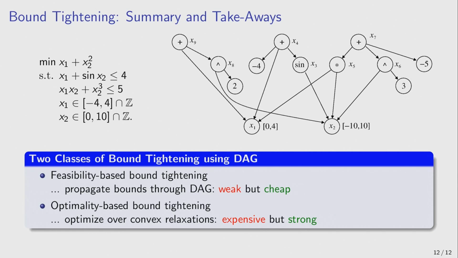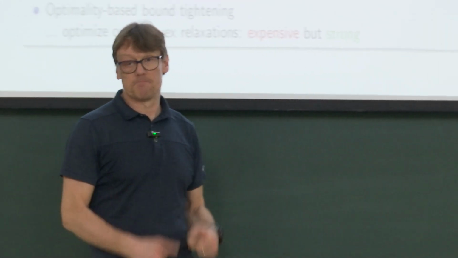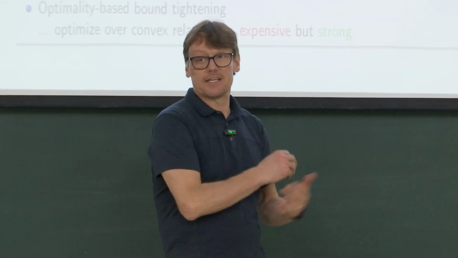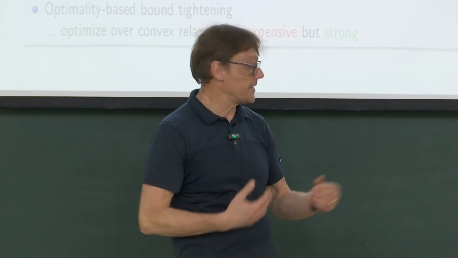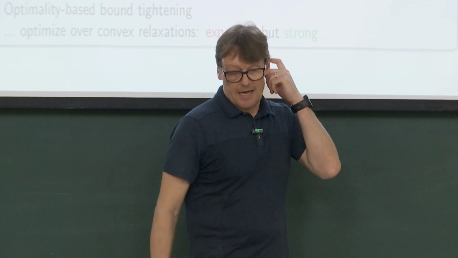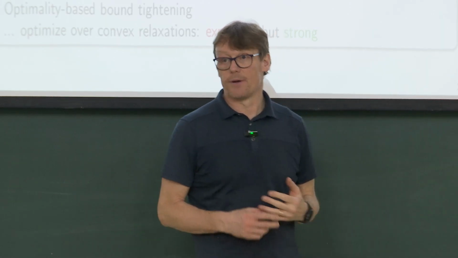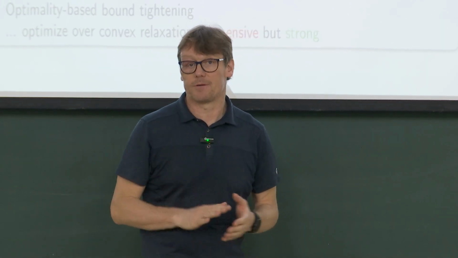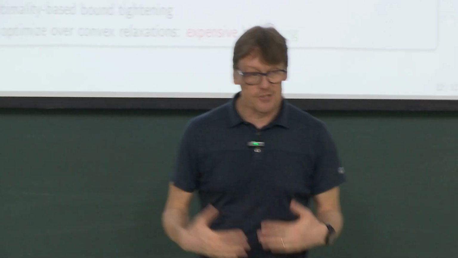The optimality-based bound tightening, on the other hand, is expensive because you need to solve 2 linear optimization problems per variable. So in this case, I have 2 variables. I would need to solve 4 linear optimization problems. That's much more expensive than the easier tricks that I showed you. But it gives you potentially stronger bounds that you might not get otherwise here. And the way to do this optimality-based bound tightening is to do it over a polyhedral relaxation, because then these problems are linear optimization problems and they're easier to solve. Okay, so those are 2 classes of bound tightening.